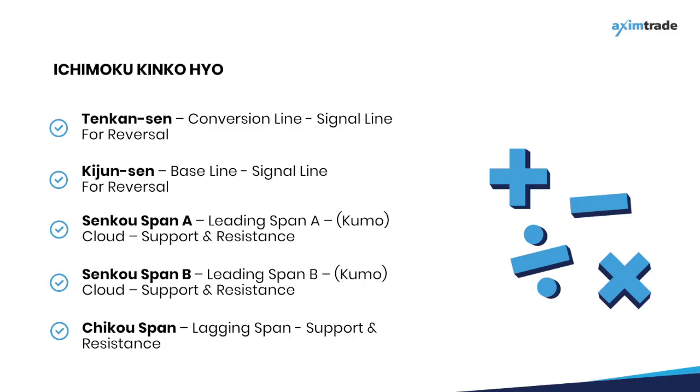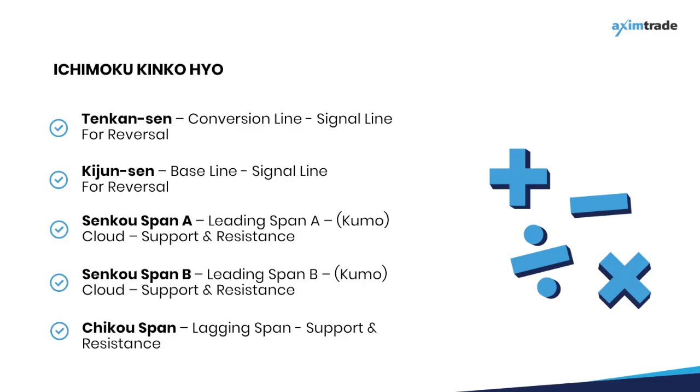The Senkou span A, or leading span A, is calculated by adding the Tenkan-sen and the Kijun-sen, dividing the result by 2 and then plotting the result 26 periods ahead. The resulting line forms one edge of the Kumo, or cloud, and can be used as a guide for identifying the potential areas of support and resistance in the future.